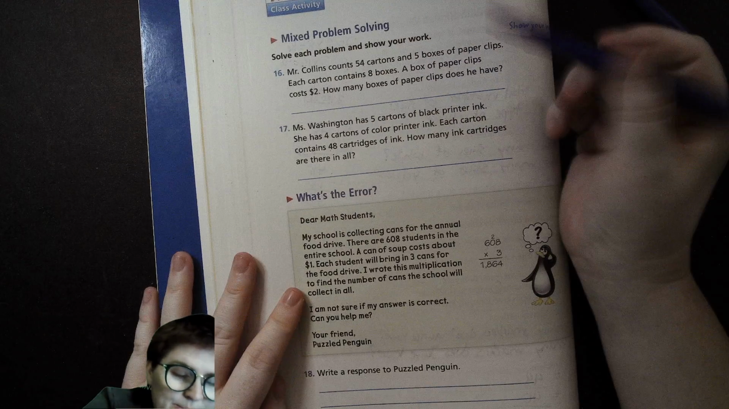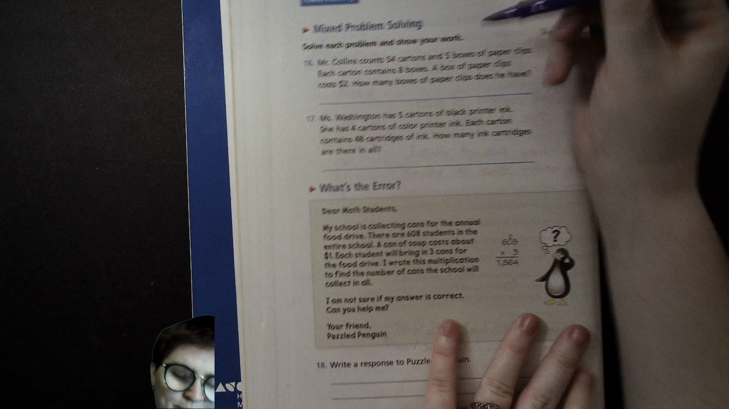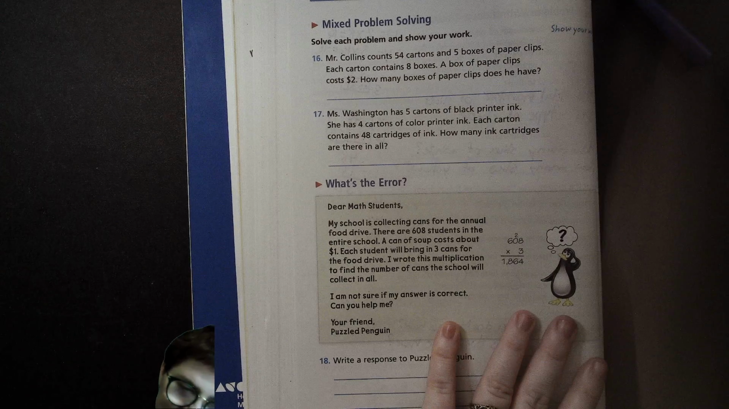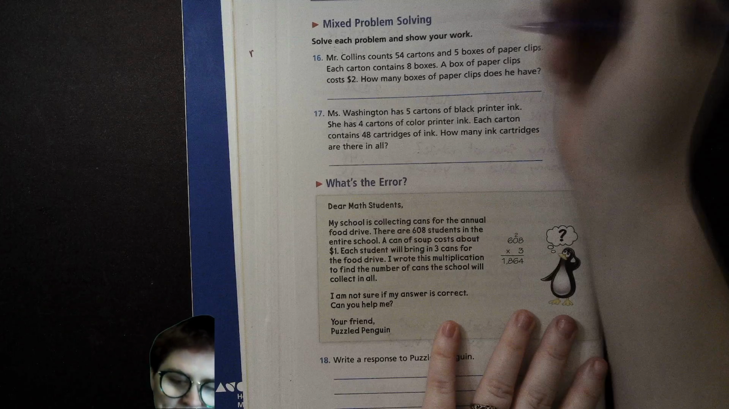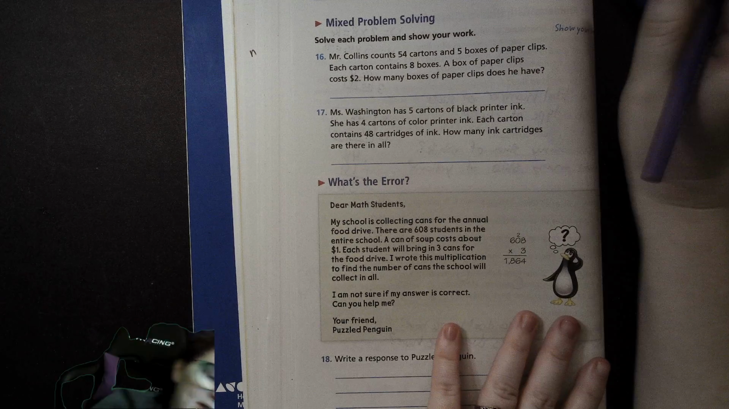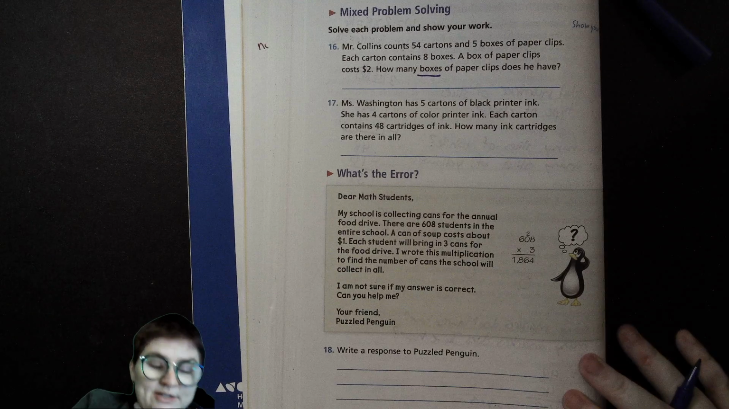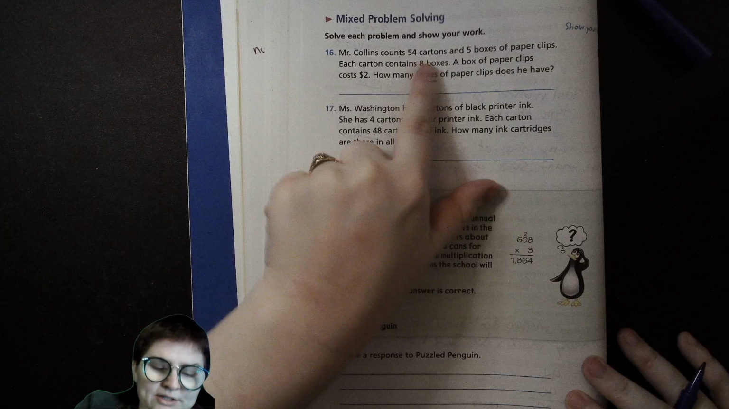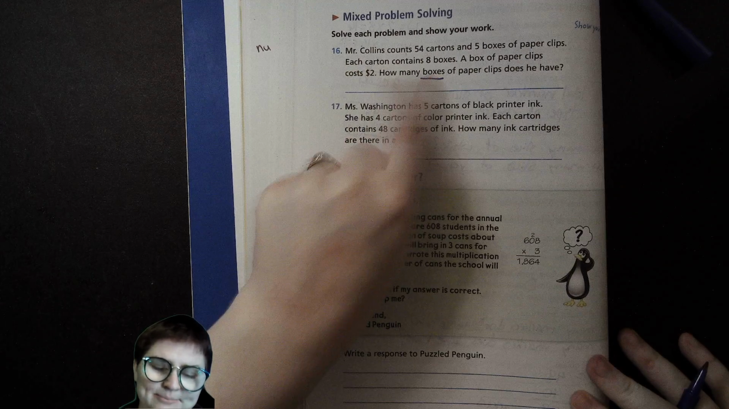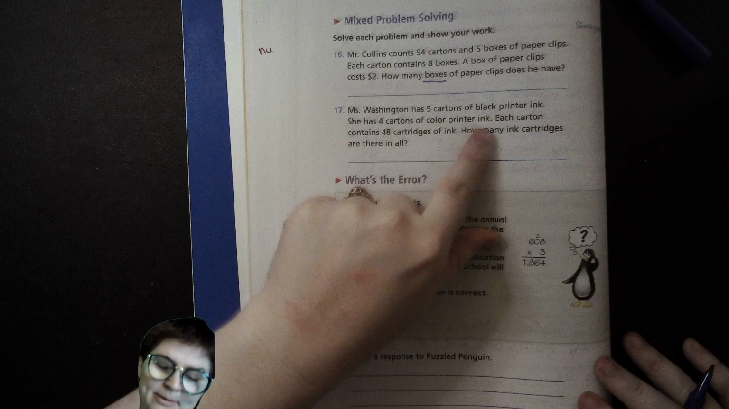Now let's flip over and take a look at this variety pack we have here. Solve each problem and show your work. Mr. Collins counts 54 cartons and 5 boxes of paper clips. Each carton contains 8 boxes. A box of paper clips costs $2. How many boxes of paper clips does he have? So we're asking how many boxes. So he's got the 5 boxes and the 54 cartons. Each carton has 8 boxes and a box costs $2. How many boxes of paper clips does he have?